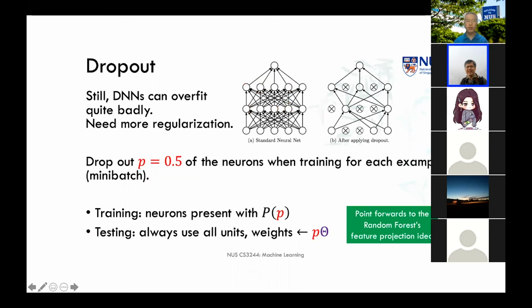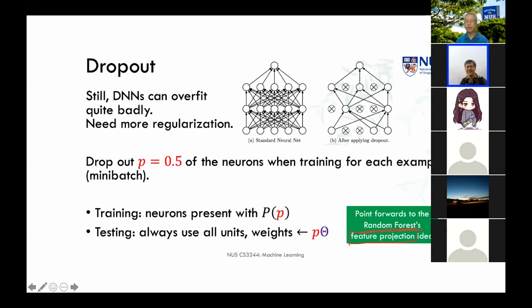When you come back this week, if you're watching the pre-recorded lectures, you'll learn about the idea of feature projection, which is in random forest, in next week's lecture. This is the exact same idea, just applied in a different context. This is called dropout, and it's applied in deep learning. In random forest, it's called feature projection: the idea that you use a subset of the input to get a classifier.